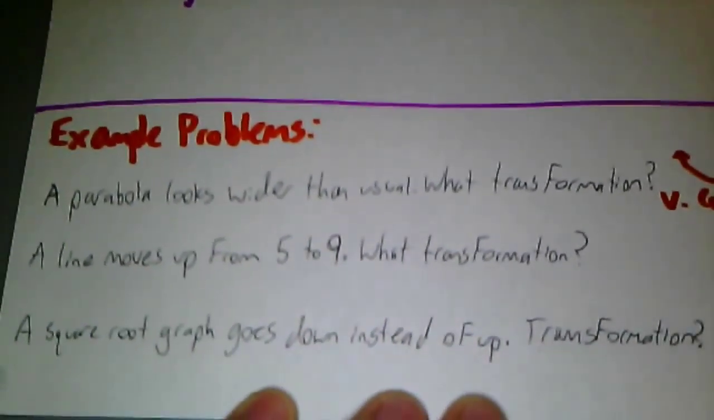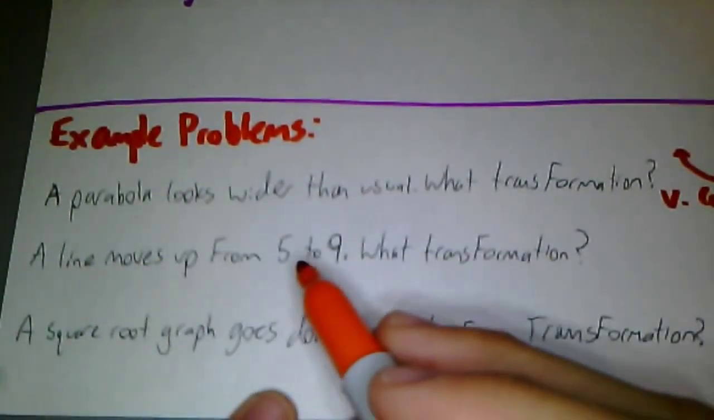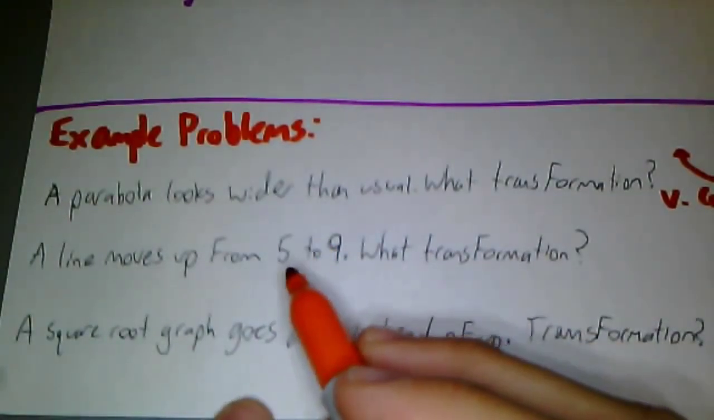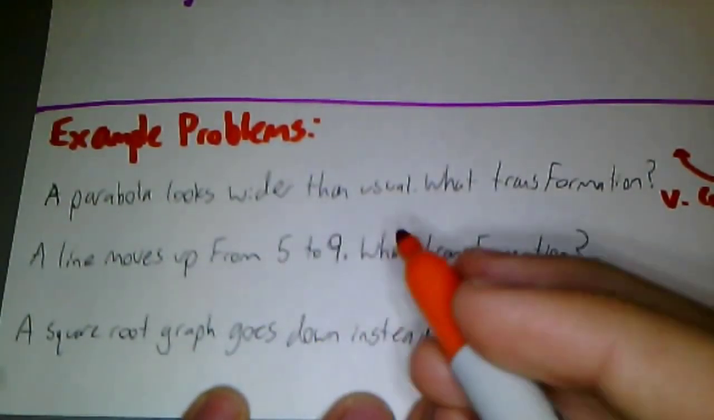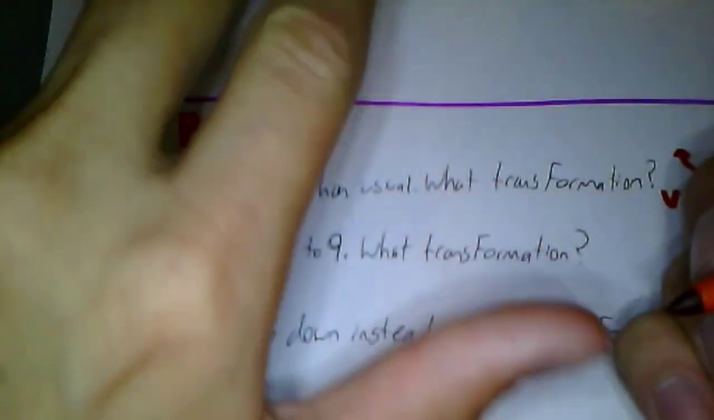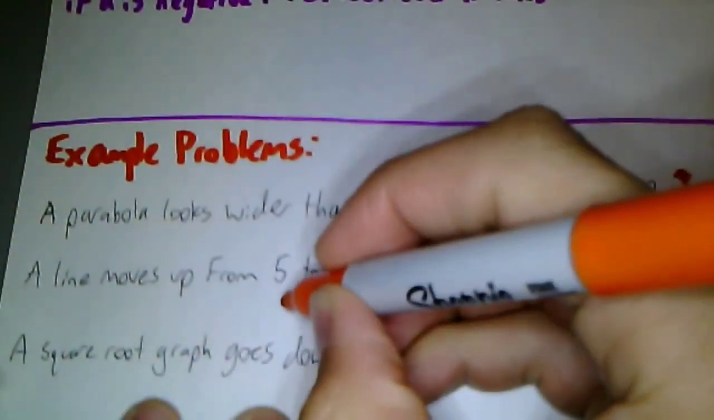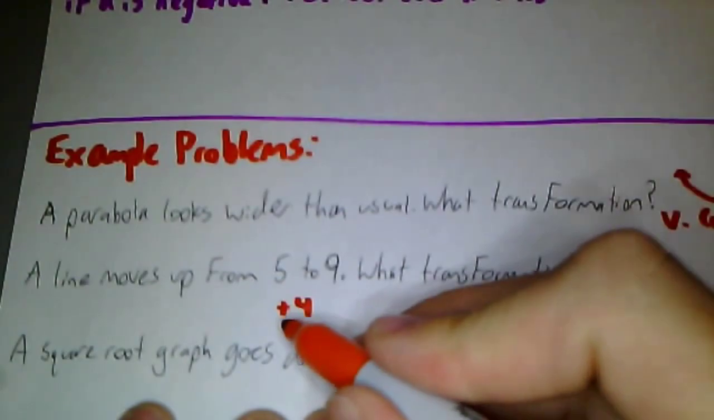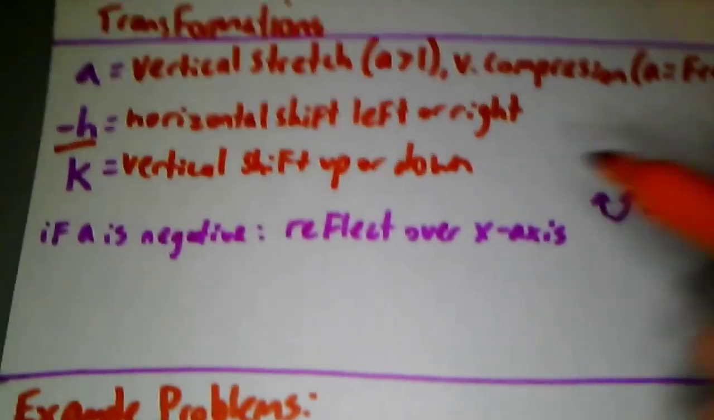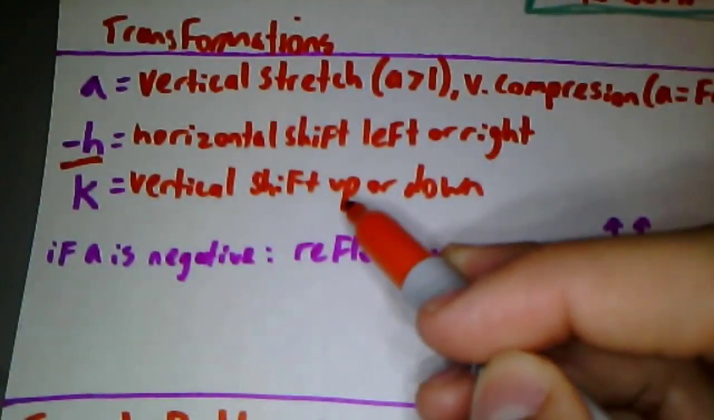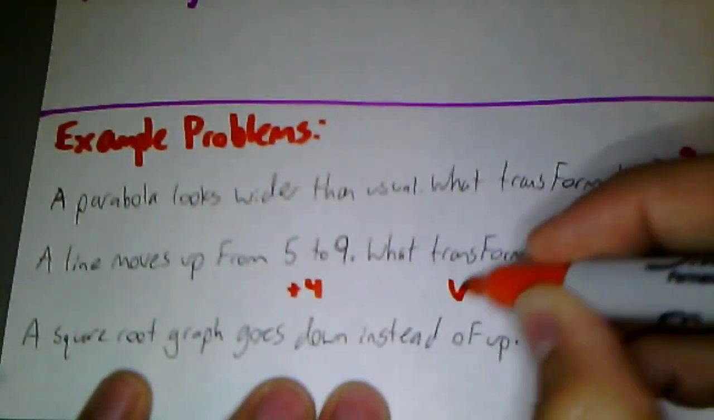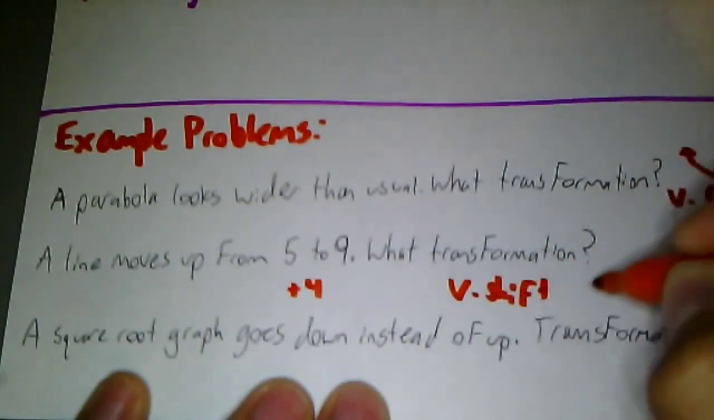Second example of a problem. A line moves up from 5 to 9. What transformation is happening? All right. Well, if it's moving from 5 to 9, how many up is it moving? So it moved 5, up to 6, up to 7, up to 8, and up to 9. It moved up 4. So what transformation is happening if something's moving up? That's a vertical shift up. So it went up 4. So it's a vertical shift up 4.